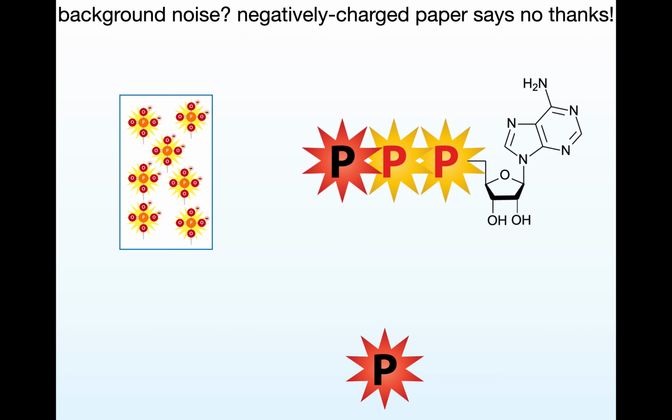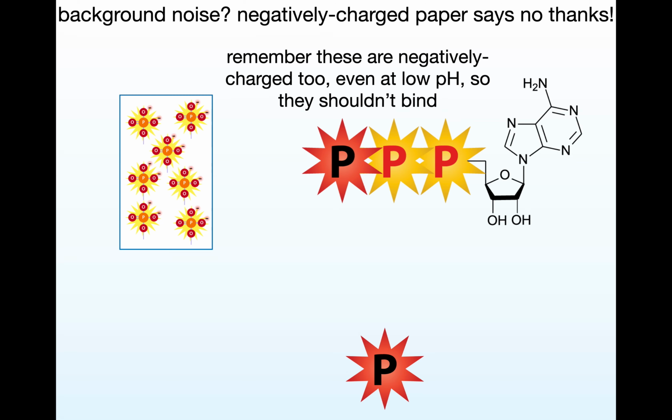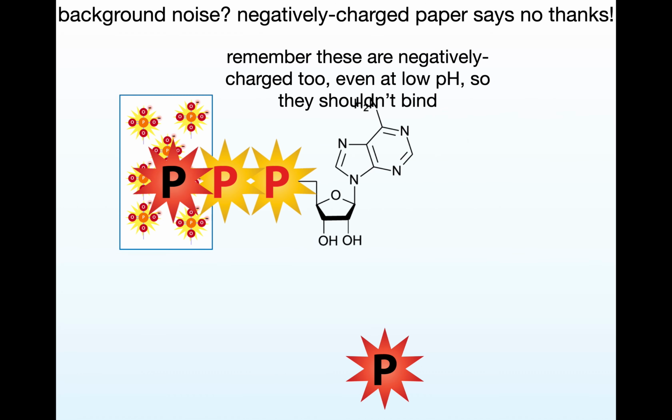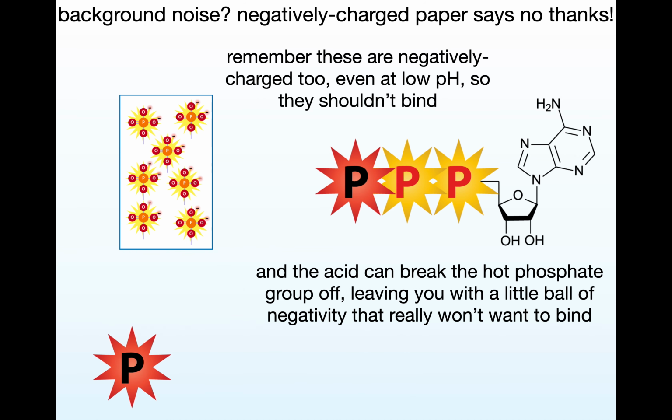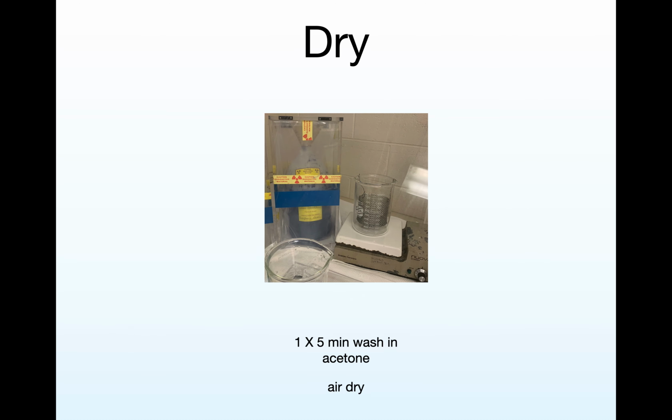Remember that phosphocellulose paper, even at the low pH, is really negatively charged, and the phosphate groups are really negatively charged, so they shouldn't bind. The acid can also break the phosphate group off, and then it won't bind. So you have this low pH where your protein or substrate is maximally positively charged, and the ATP is still negatively charged, but so is the paper, so it won't stick.